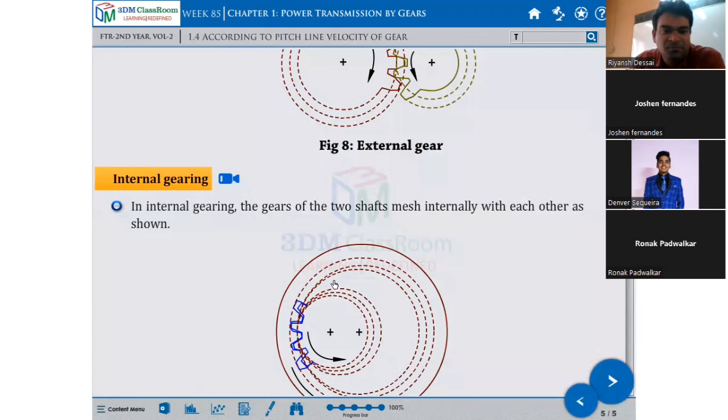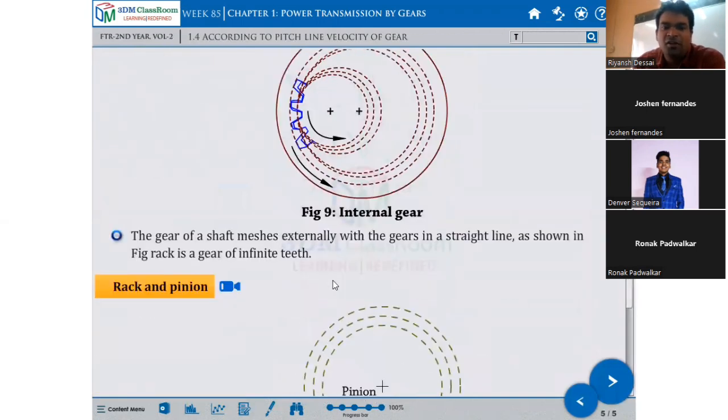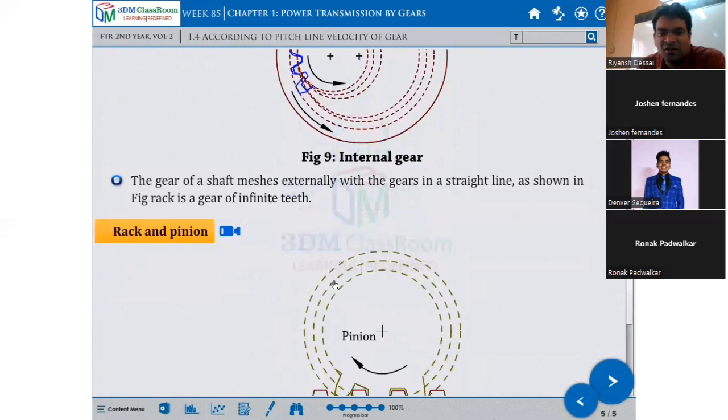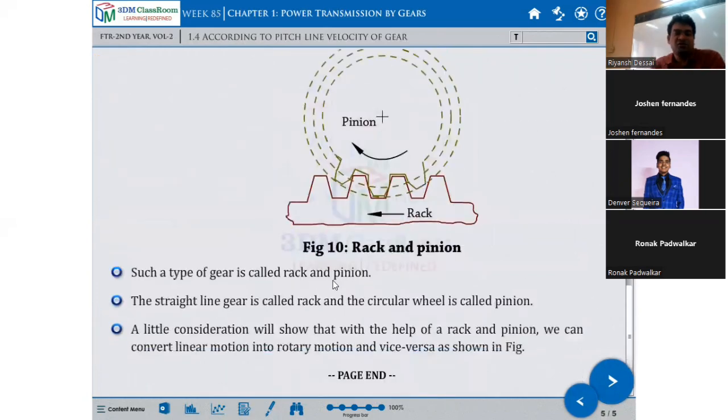Next is the gear of the shaft meshing externally with the gear in a straight line. The rack is a gear of infinite radius. What is rack and pinion? Such a type of gear is called a rack and pinion. The straight line gear is called the rack and the circular wheel is called the pinion. So it's a straight line rack and the circular one is called the pinion.